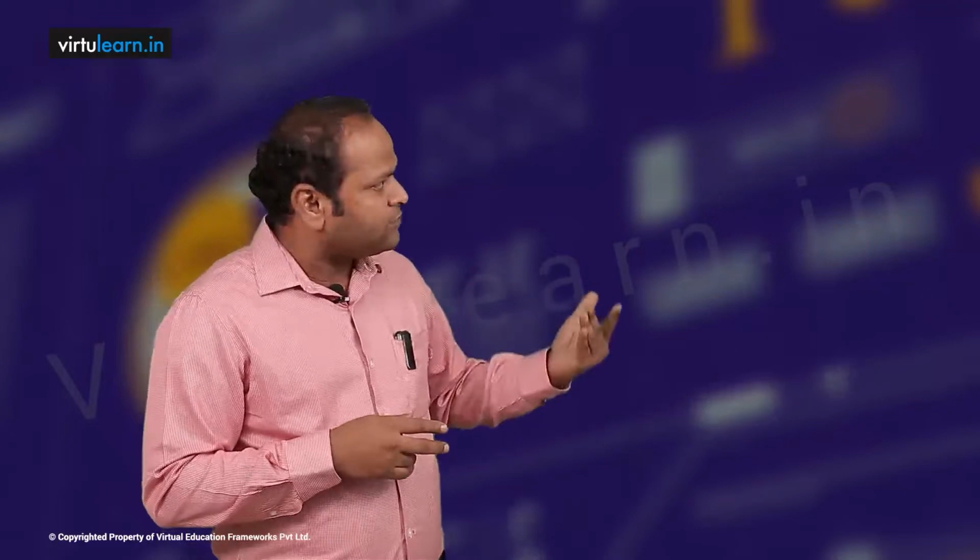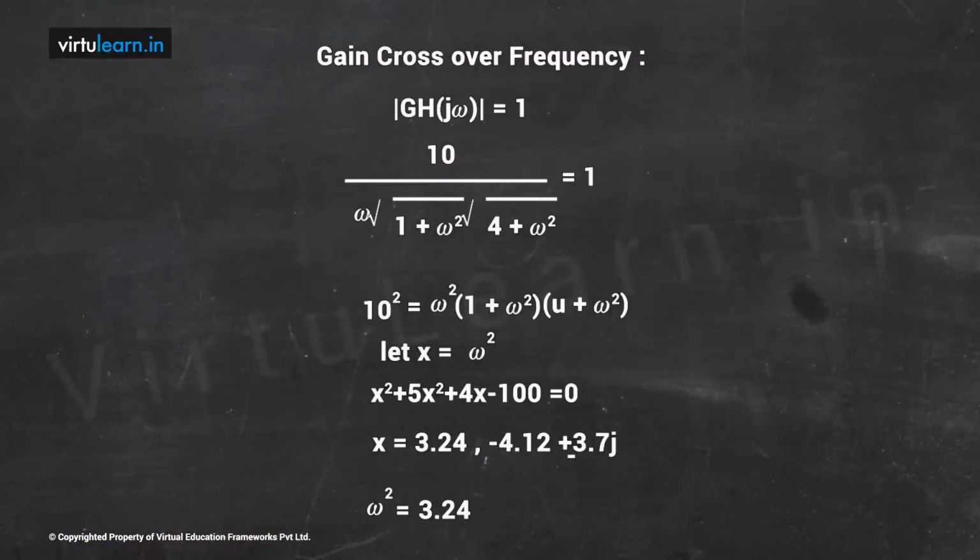To find the phase margin, we have to first calculate the gain crossover frequency. Now, we know how to find gain crossover frequency. Equate the magnitude to 1. So what is the magnitude here? 10 by omega into square root of 1 plus omega square into square root of 4 plus omega square, that is equal to 1. Then you simplify it, and we can take x is equal to omega square. Then I can write it in terms of x.